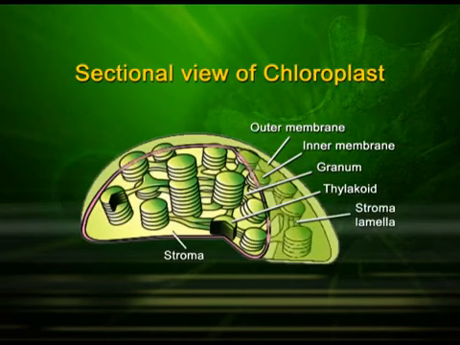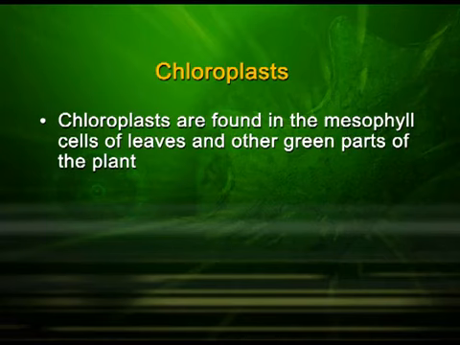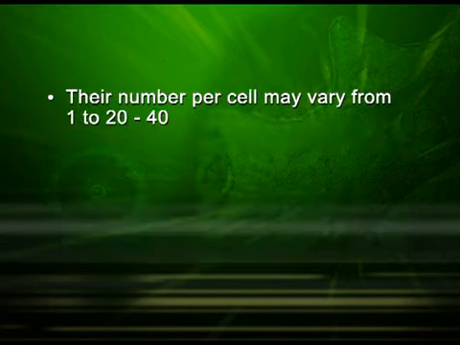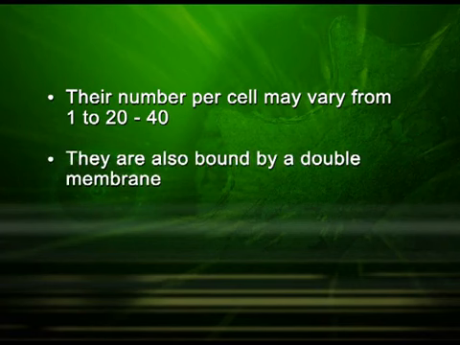Let us have a look at a sectional view of chloroplast. The chloroplasts are found in the mesophyll cells of leaves and other green parts of the plant. They may be lens-shaped, oval, spherical, discoid or ribbon-like. They vary in length from 5 to 10 micrometers and in width from 2 to 4 micrometers. The number of chloroplasts per cell may vary from 1, as in Chlamydomonas, up to 20 to 40 per cell. They are bound by a double membrane.